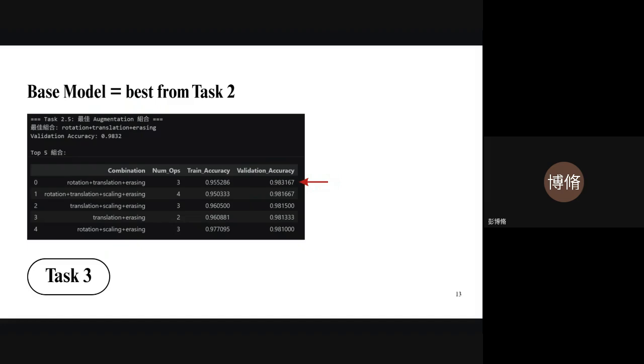The validation accuracy of it is 0.9832. So in this test, I directly use this model as my base model for further analysis. Since task 3 focuses on class-wise error analysis and data imbalance, I should not improve or modify the model itself. So, okay, next page.